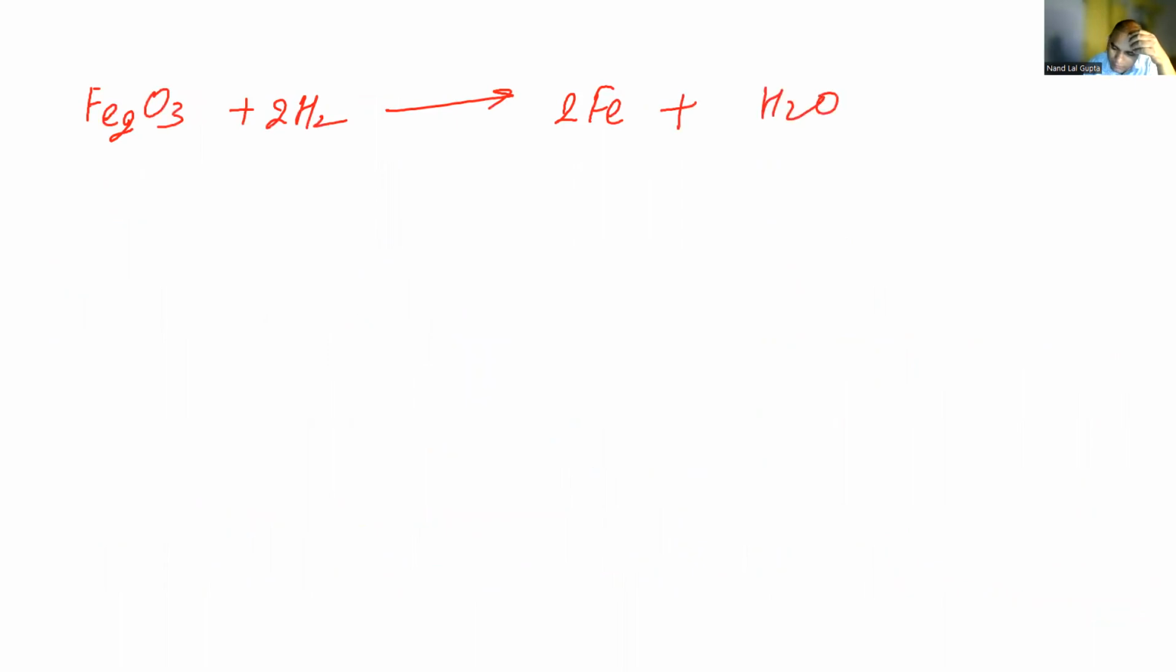By the way, I am writing the equation. Fe2O3 is reducing with hydrogen, addition of hydrogen. So 2Fe plus H2O. This is not the balanced equation. We need to balance this first, then only we can proceed. Until we balance it, it cannot be helpful.